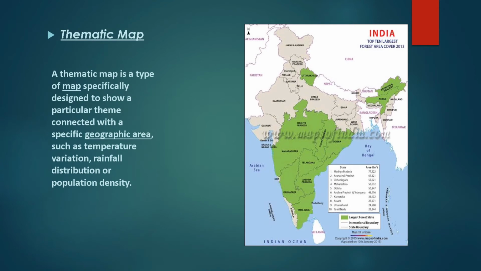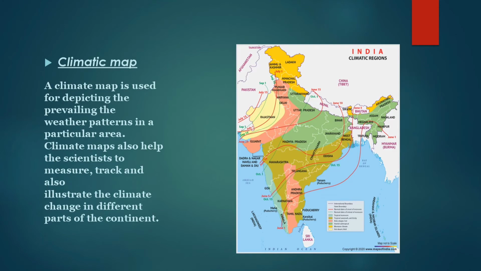Then thematic maps. Thematic maps are made for some special purposes to show some particular theme. Like the name suggests, it will have a particular theme like rainfall, some specific mountain range, some type of temperature variation, population density, population distribution. All this will be included in a thematic map.